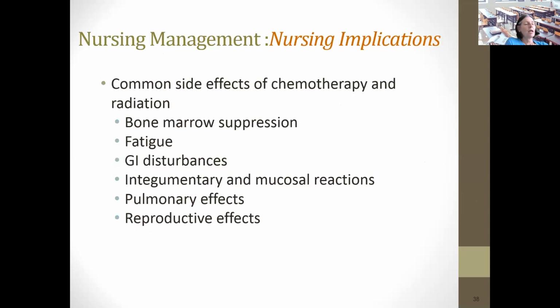All right. There are some commonalities to chemotherapy and radiation. We're clustering the commonalities together so we can talk about treatment for them together. Bone marrow suppression, fatigue, GI disturbances like diarrhea, integumentary skin reactions, mucosal membrane reactions, pulmonary effects, and reproductive effects. And we'll be talking about these.